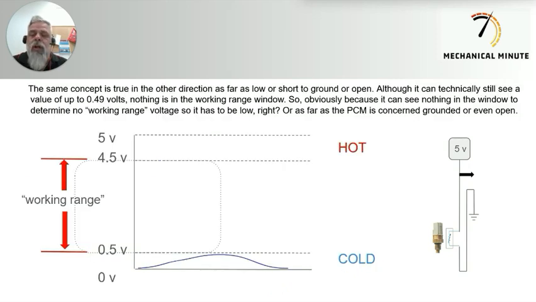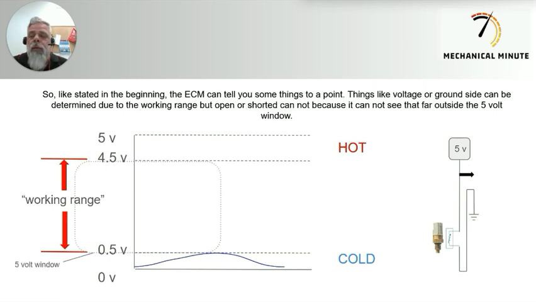The same concept is true in the other direction as far as lower, short to ground or open, although it can technically still see a value of up to 0.49 volts or even 0.79 volts, whatever that parameter is when they code it. Nothing is in the working range window, as you can see. So obviously, because it can't see anything in the window to determine a working range voltage, it has to be low, right? Or as far as the PCM is concerned, grounded or even open.